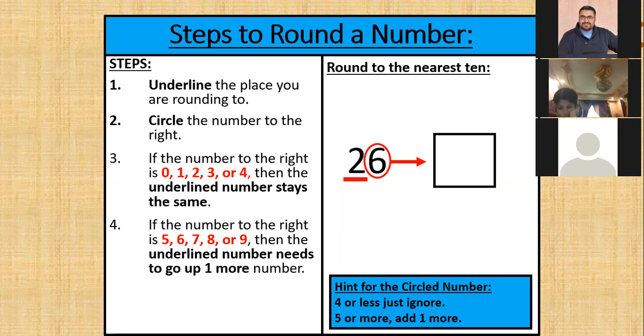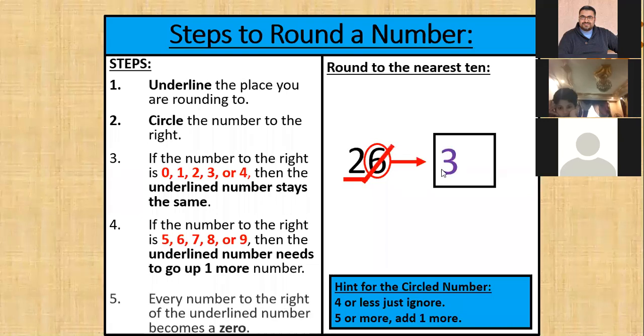6 is a rich number. So what are we going to do when the number we circled is a rich number? We will add 1 here. So 2 will not be 2. 2 will be 3, like that.